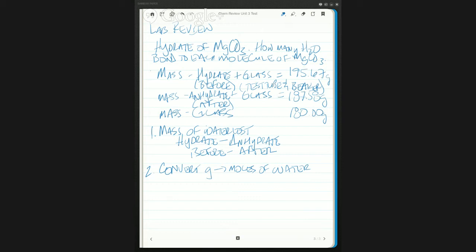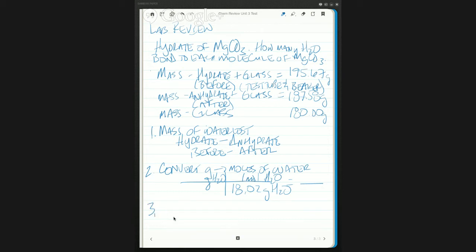Converting grams. I'm kind of following along the lines of the lab, what you did in the lab. Step one was the mass of the water lost, the hydrate minus the anhydrate, the before minus the after. Your second step is converting grams to moles of water. You set up a bridge with your grams of water, and 18.02 grams of water on the bottom, with 1 mole of H2O on top. That ends up equaling however many moles of water.